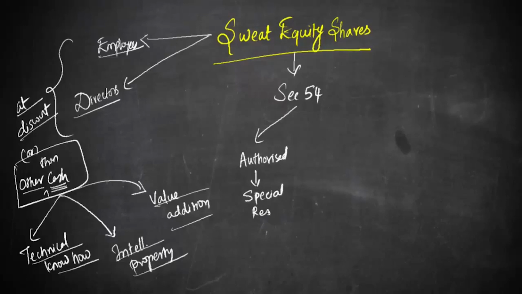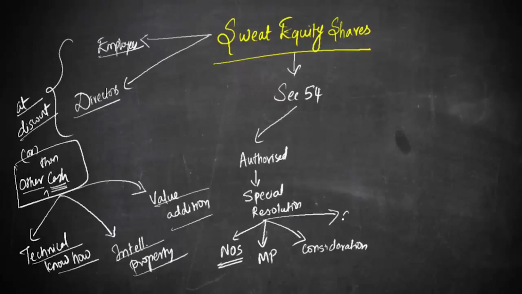So there should be a special resolution, and in that special resolution, how many shares have to be issued, that is the number of shares, what is the current market price, and what is the consideration, whether it is cash or any other form, and who are the class of employees who are eligible for these sweat equity shares. So everything should be mentioned in the special resolution and it should be authorized to that effect. So that is requirement number one in Section 54.